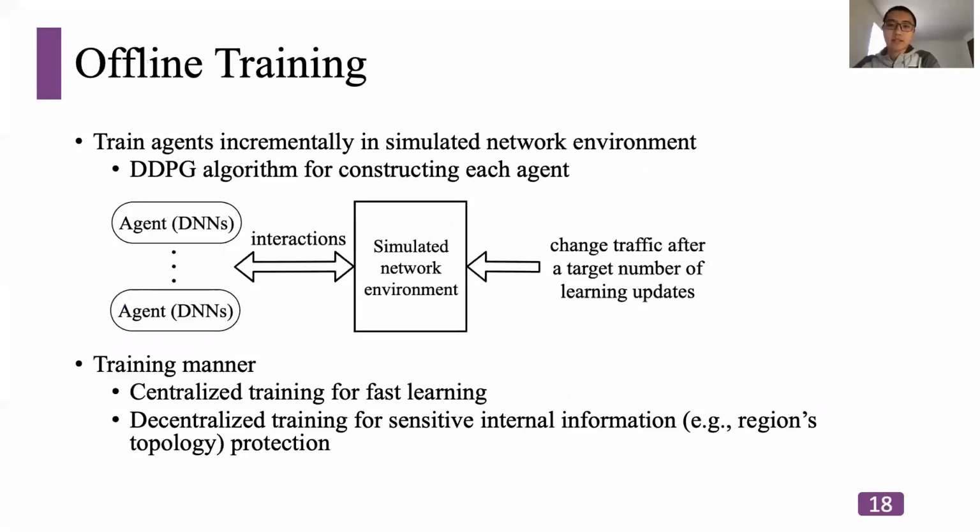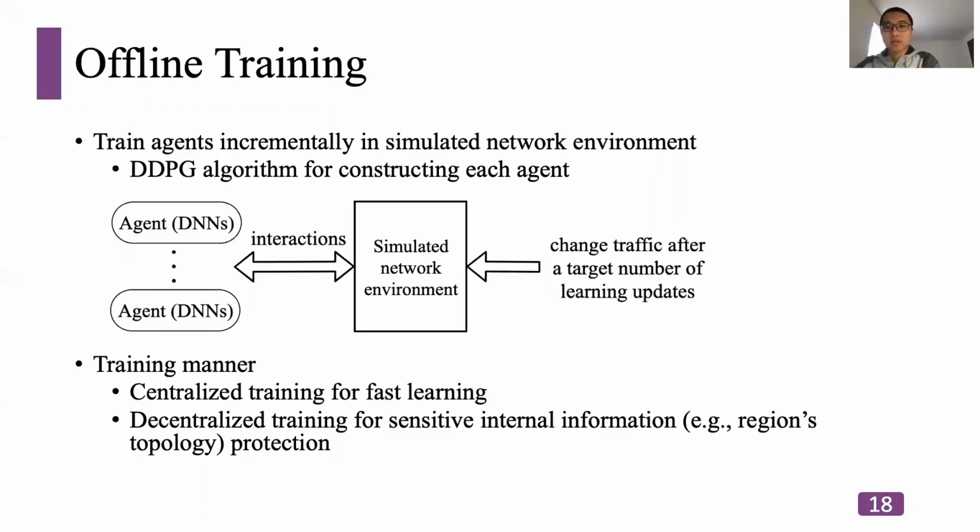In our design, the agents are trained by interacting with a numerical network environment. An existing DRL algorithm called DDPG is taken as the model of each agent. The task of each agent is to learn a deep neural network mapping from state input to action output for achieving good TE performance. To make the agents able to adapt to traffic dynamics, we replay traffic in the simulated network and change traffic traces after a fixed number of learning updates.